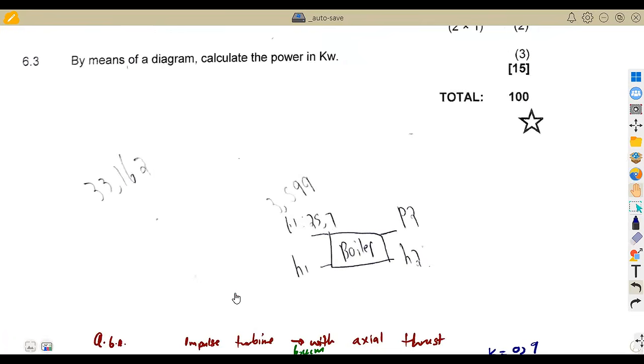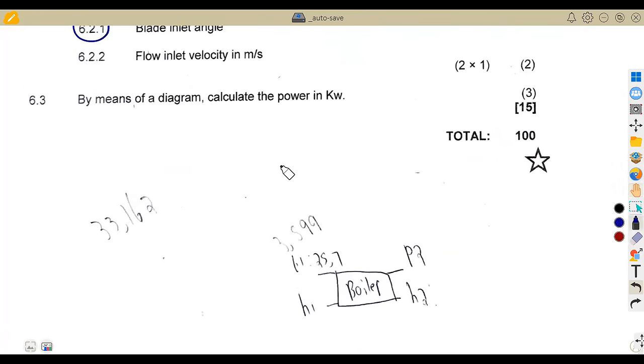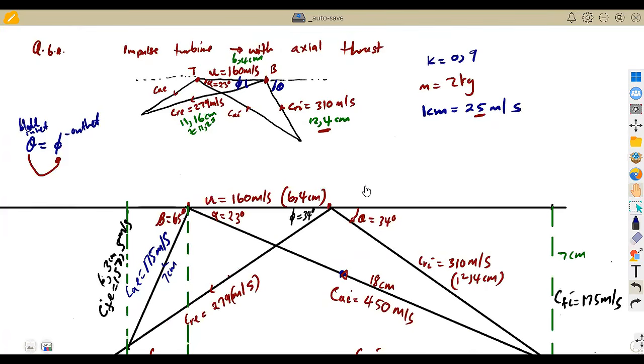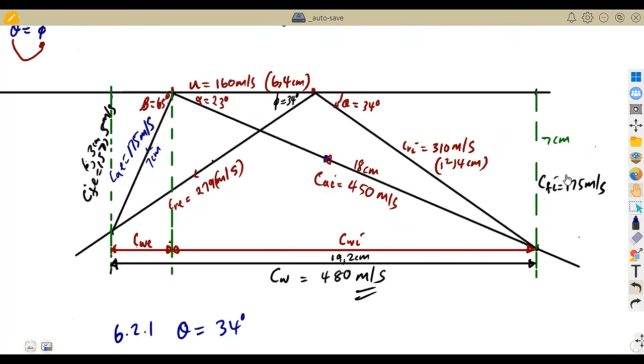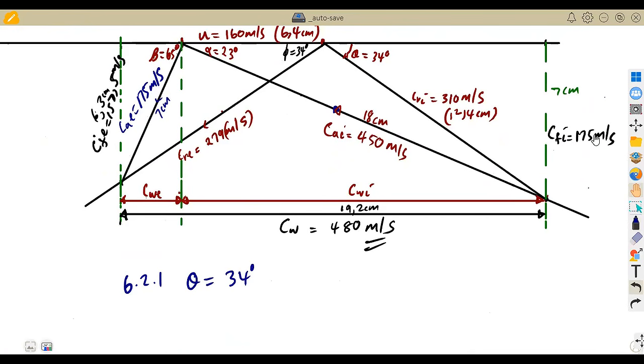Then from the diagram, they want us to have the flow inlet velocity in meters per second. So the flow inlet, this is the velocity of the flow inlet, which is here, 175. We calculated this from 7 centimeters times the scale and got 175. So this one we are given. So the inlet flow velocity is going to be 175 meters per second.